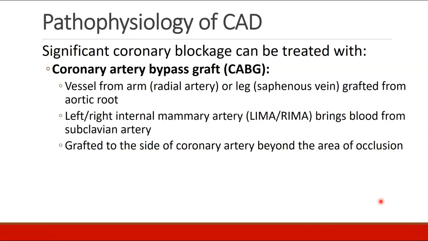If a patient has significant coronary blockage, there are a few treatment options. One is a coronary artery bypass graft, also called a CABG. In this surgery, a blood vessel is taken from the arm, for example, the radial artery, or from the leg, like the saphenous vein, and is grafted from the aortic root to the part of the heart that needs increased blood flow.